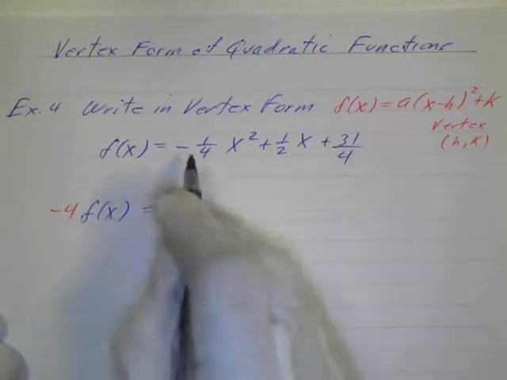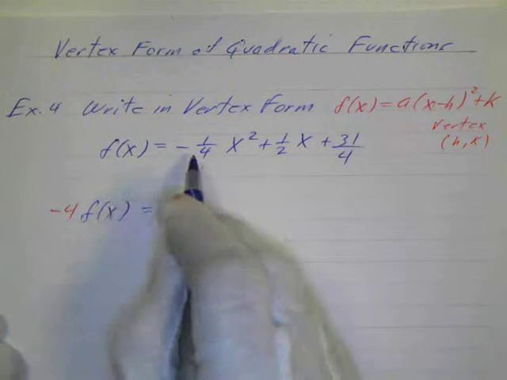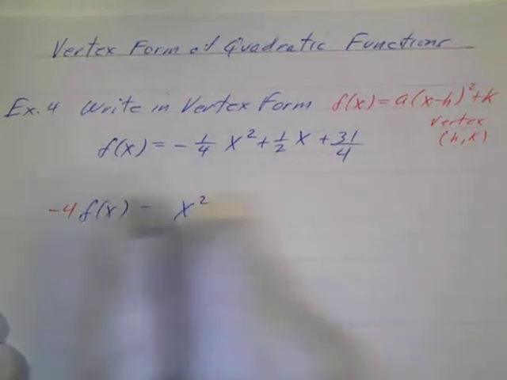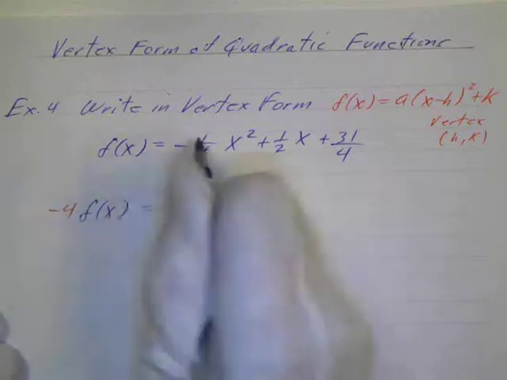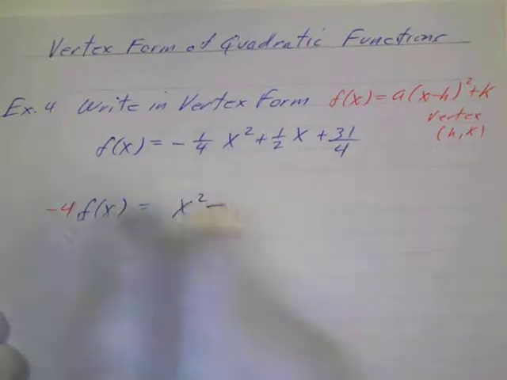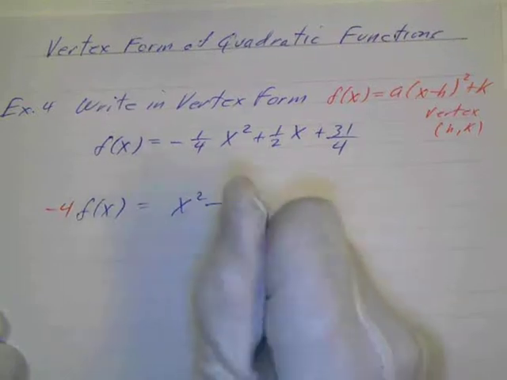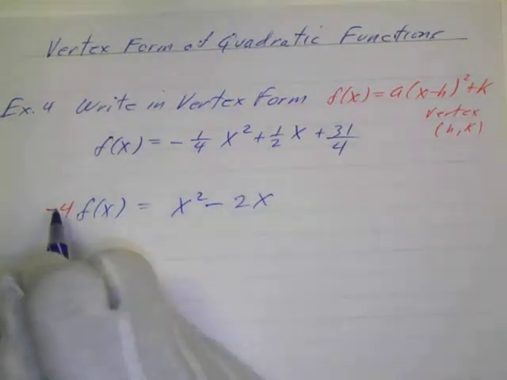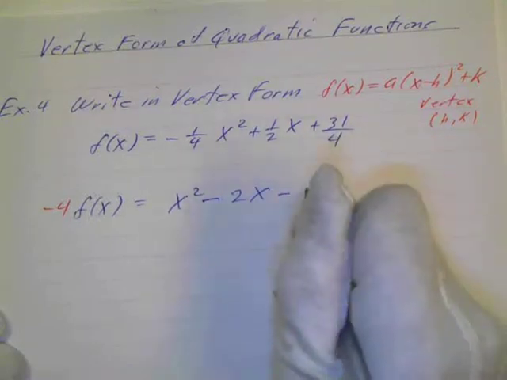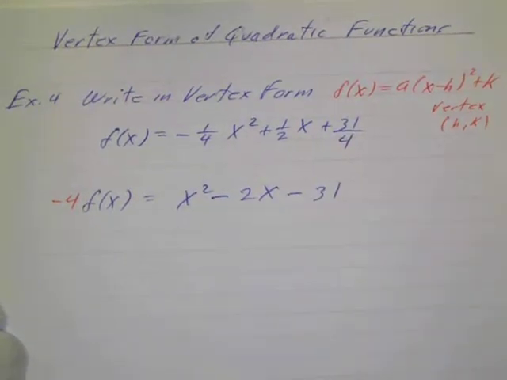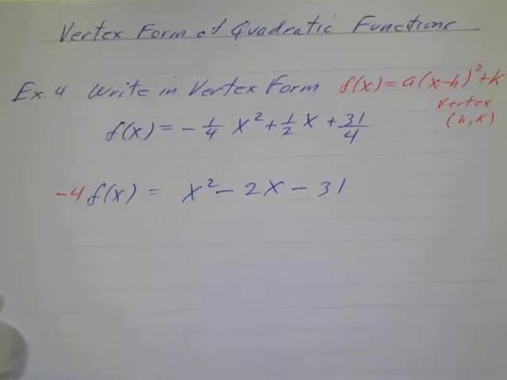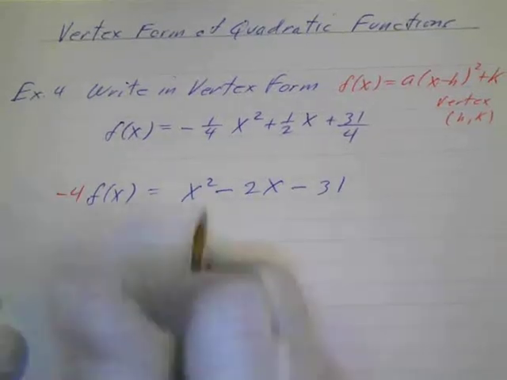And if I multiply this by negative 4, a negative times a negative is positive, and 4 times 1/4 is just x squared. If I multiply this by negative 4, a negative times a negative is positive. In this case, a negative times a positive would be a what? A negative. And then 4 times 1/2, or 1/2 of 4, is 2x. And then negative times a positive is a negative, and then 4 times 31 over 4 is just 31. And now we've got a lot nicer. Now we'll have to take care of this later, but for right now we'll just leave that negative 4 on the left.